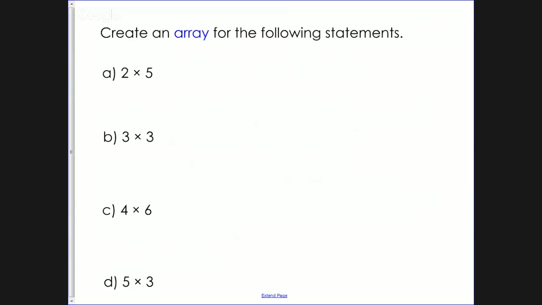So they would like us to create an array for the following statements. We're just going to do a few of them. So here, the first number represents the number of rows. So they would like us to have 2 rows of 5 dots in each row. My smart board is a little off, so it's not showing us nice straight rows, but that is supposed to be 2 rows with 5 dots. In this one here, we have 3 rows of 3 dots. Seems to be a little bit on an angle. So now we have 3 rows, 1, 2, 3, and 3 columns as well.